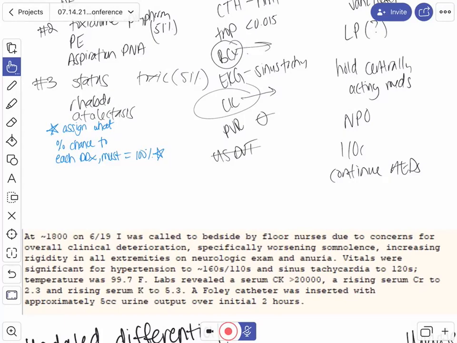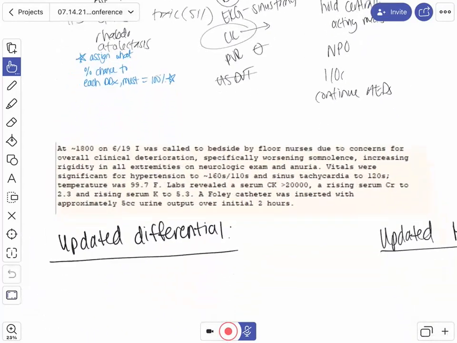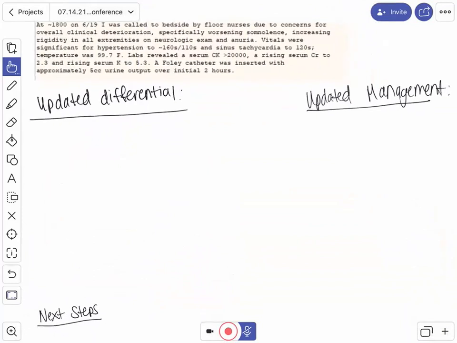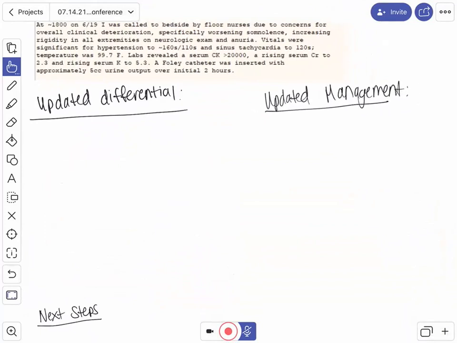So with this additional physical exam and lab information, talk with your teams and tell me what's your updated differential with this new information, and then what's going to be your updated management for this patient. Let's take about 2 minutes and chat about it.